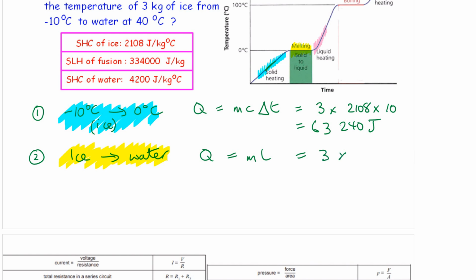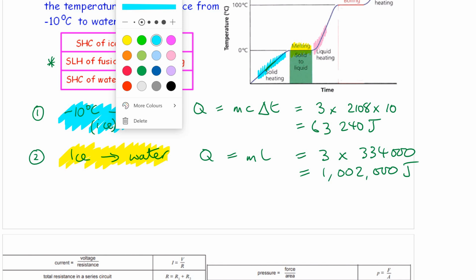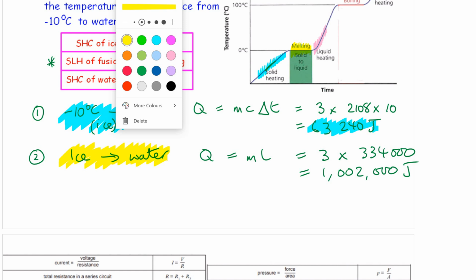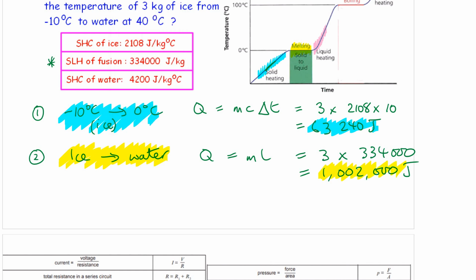3 times the specific latent heat of fusion. Remember, fusion is to do with solids to liquids or vice versa. So it's 3 times that value there, which gives us... just colour coding these up.